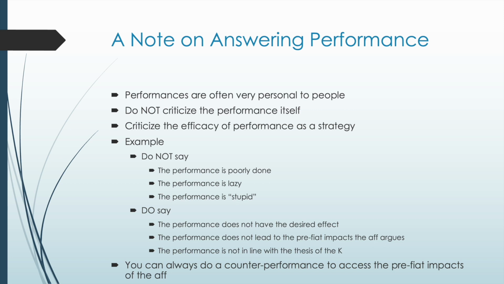And when you're answering a performance, it is always an option to do a counter performance to access the pre-fiat impacts of the AF. So if the AF reads a poem relating to the thesis of their K, the neg K could hypothetically read a poem relating to the thesis of the neg K. And then that makes the pre-fiat debate a little bit more of a wash, because either way you vote, you are endorsing the performative aspect of debate. So counter performance is always an option, but it is not a necessity.